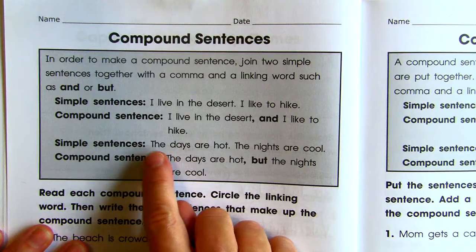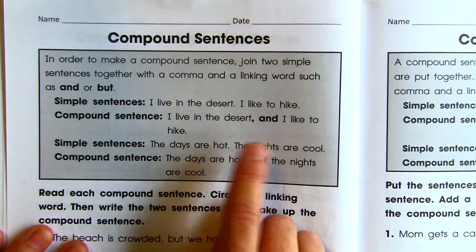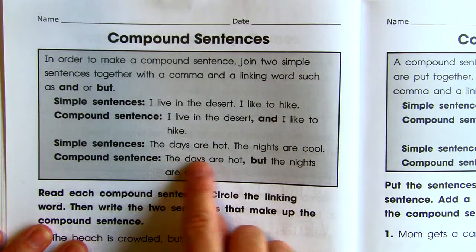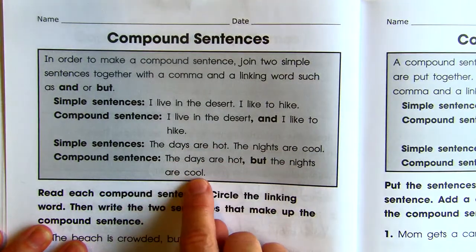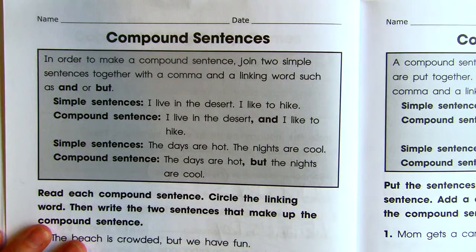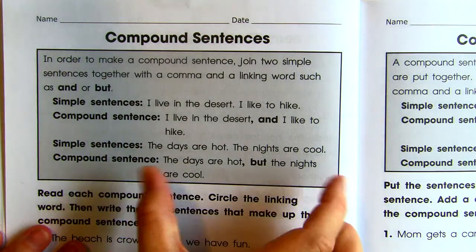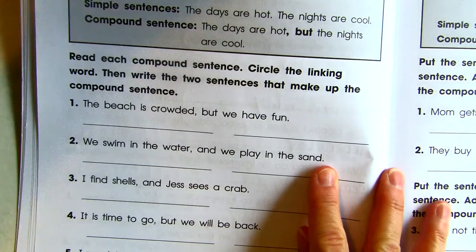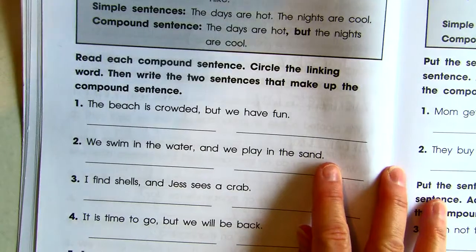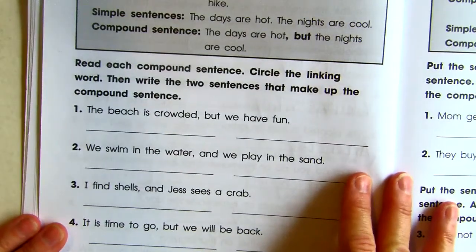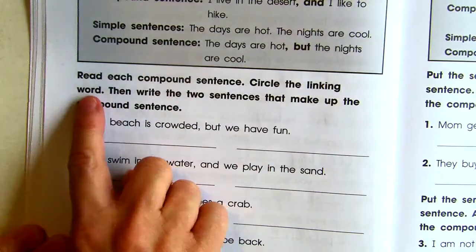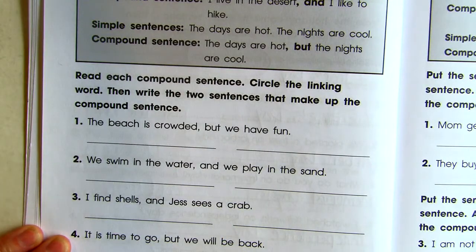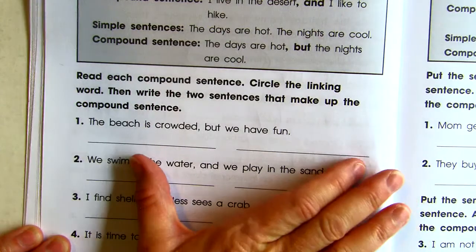So here's a different example. The days are hot. The nights are cool. Here they've used the word but in between. The days are hot, but the nights are cool. So that's what a compound sentence is. And in today's work, we're going to look at a compound sentence and we're going to circle the linking word called a conjunction.